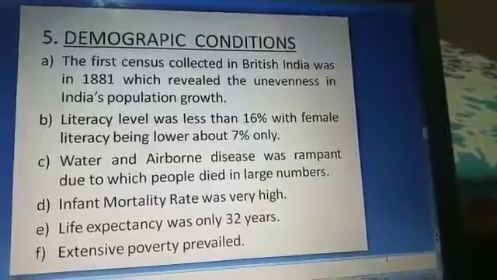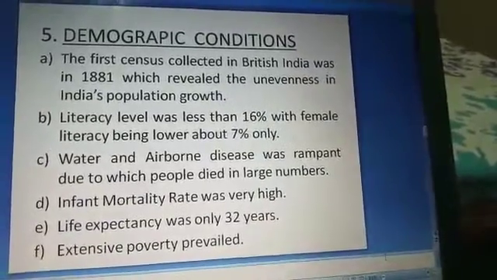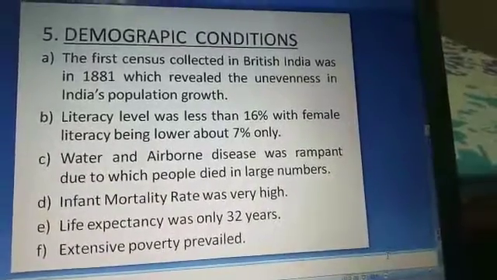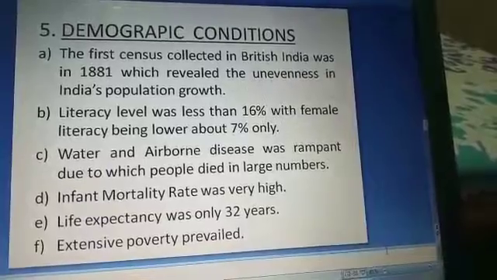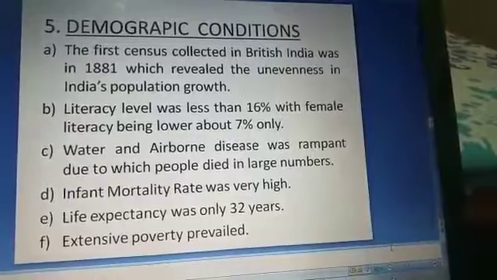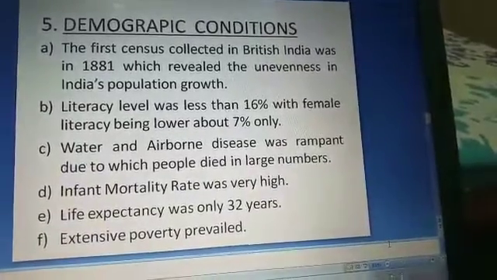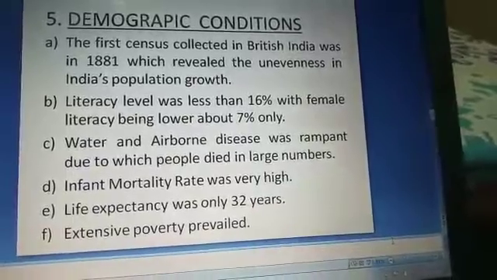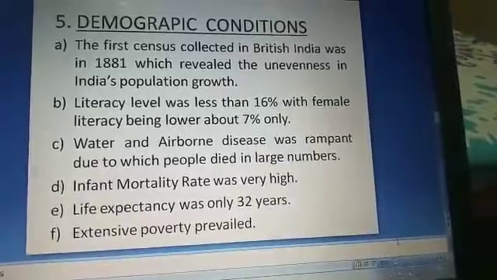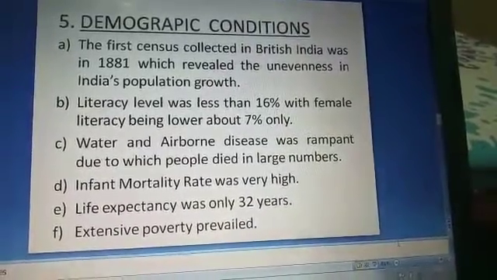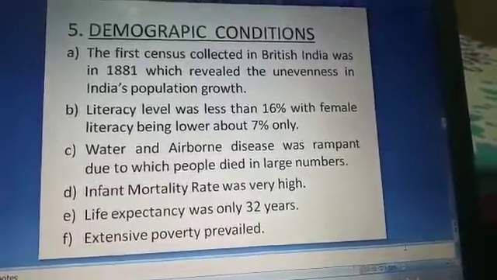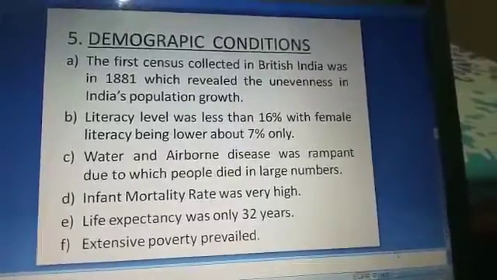Now, the fifth section is the demographic conditions. The first census collected in British India was in 1881, which revealed the unevenness in India's population growth. Literacy level was less than 16%, with female literacy being lower than 7%. Water and airborne diseases were rampant, due to which people died in large numbers. Infant mortality rate was very high. Life expectancy was only 32 years, and extensive poverty prevailed.